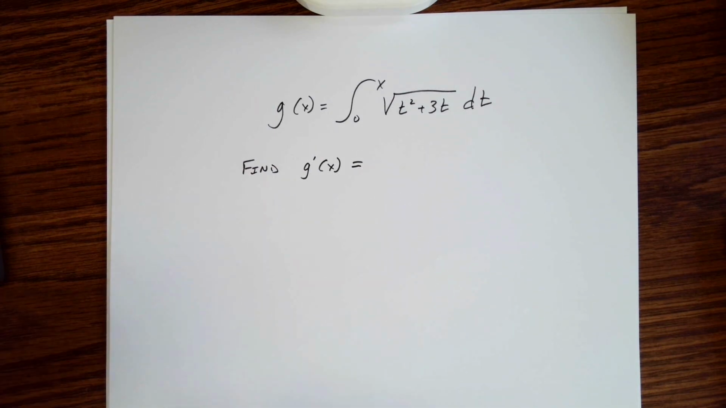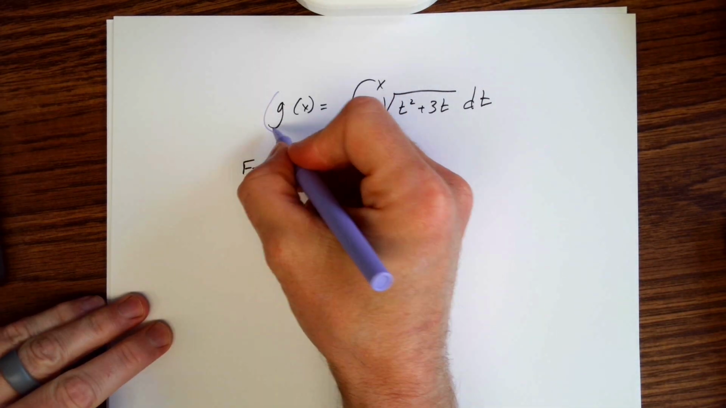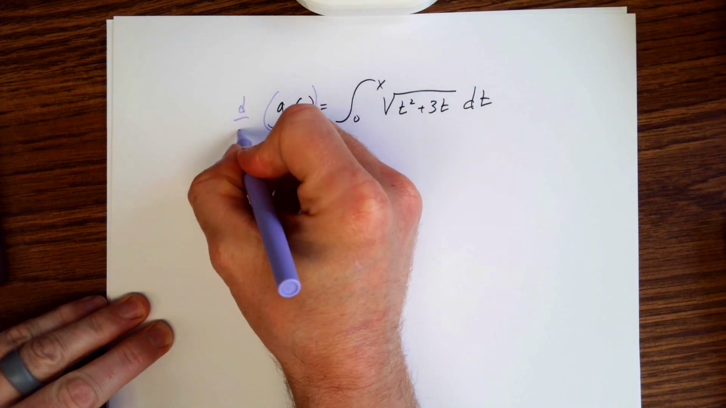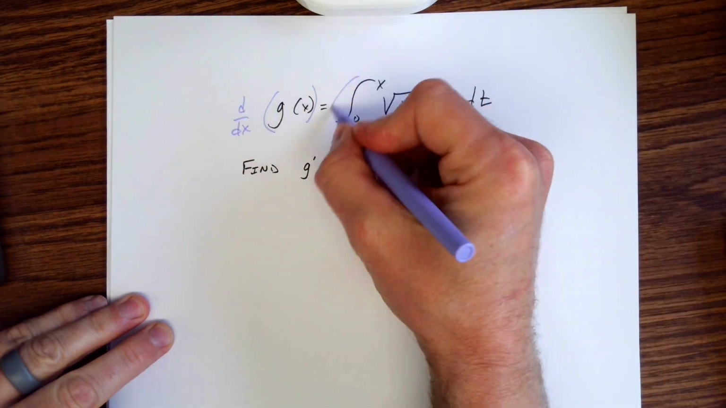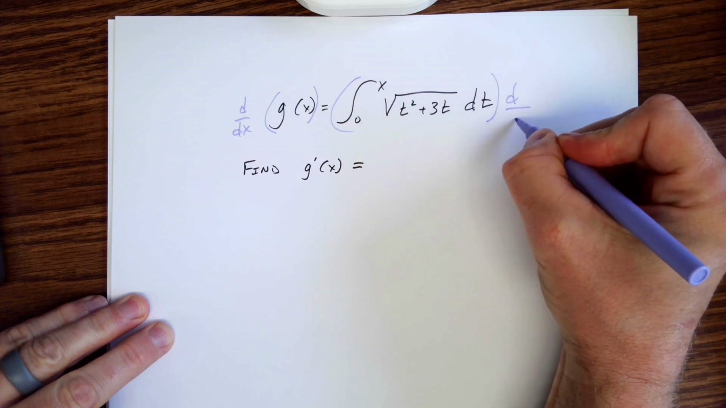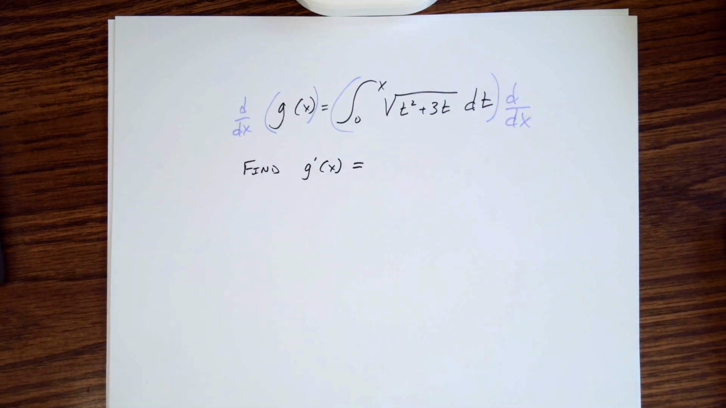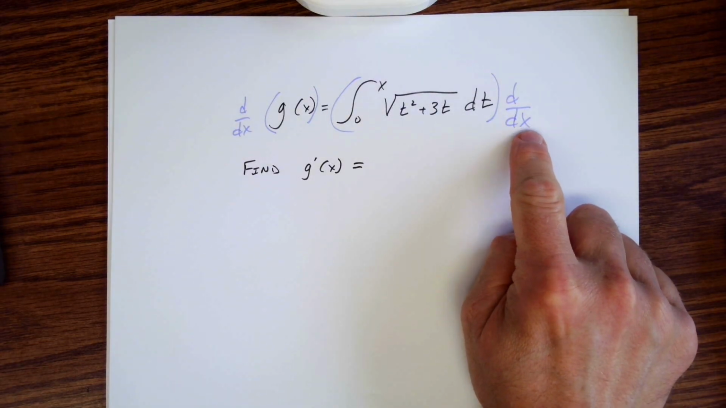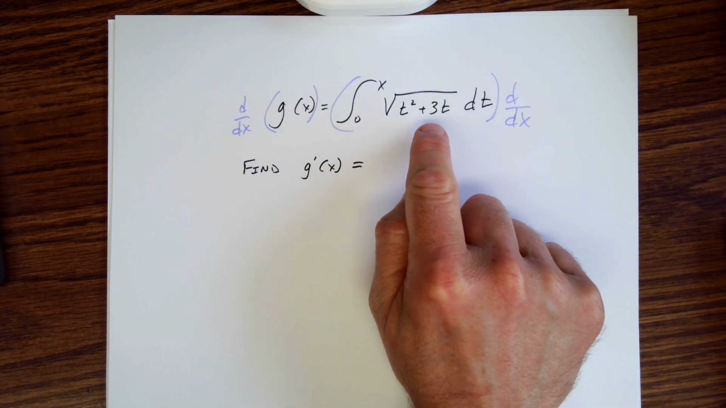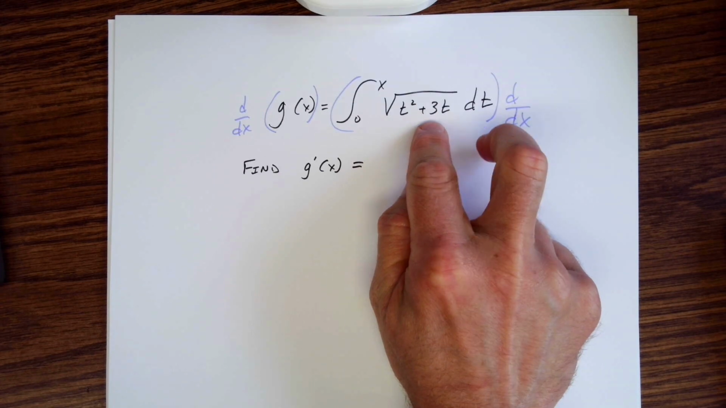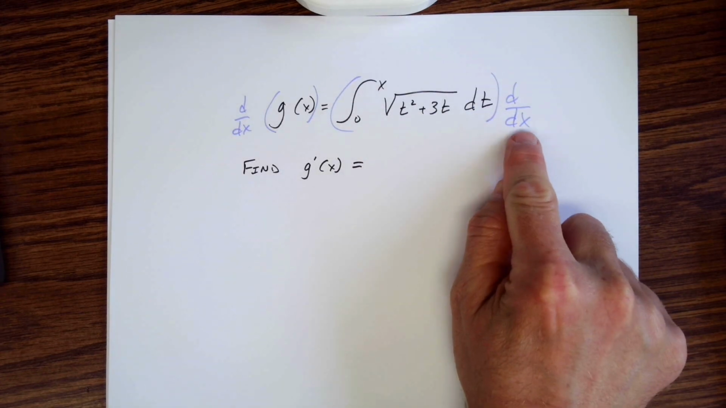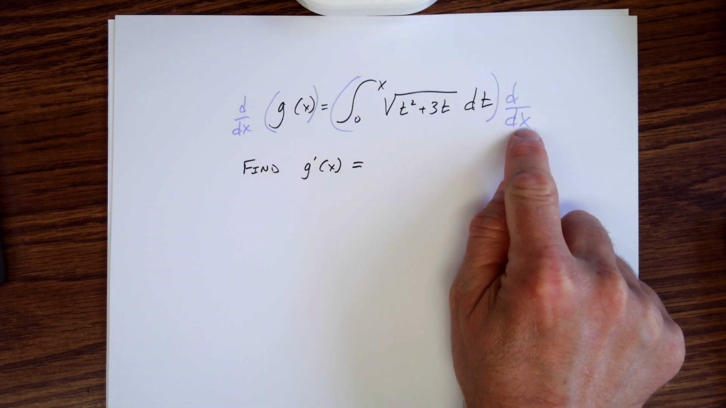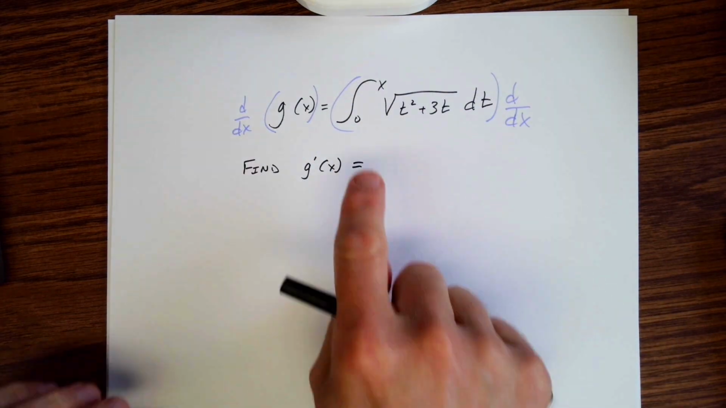Well, what that means is that I want to go back to the original function here and do this. Now remember, this is a notation that means find the derivative of something, right? And in this case, we're finding the derivative with respect to x. So this is integration with respect to t. This is the derivative with respect to x. So the connection here is the fact that you would integrate this.